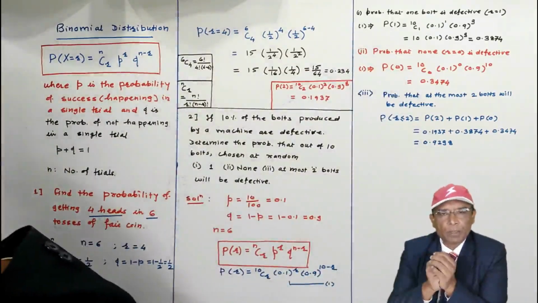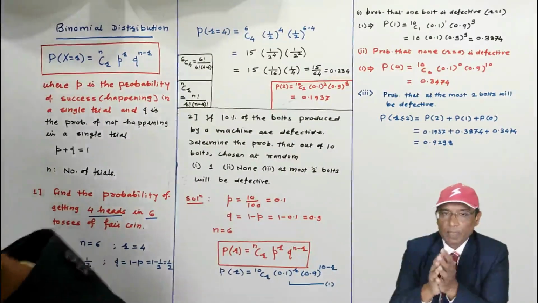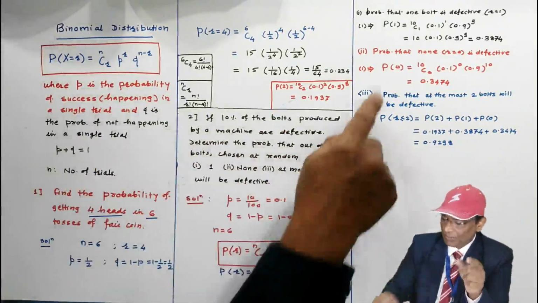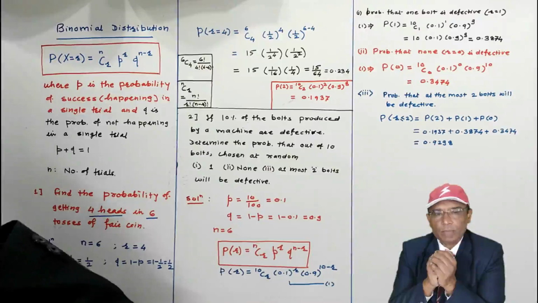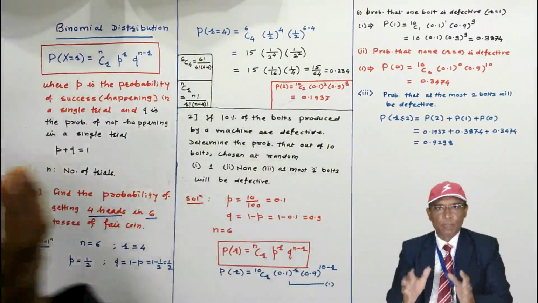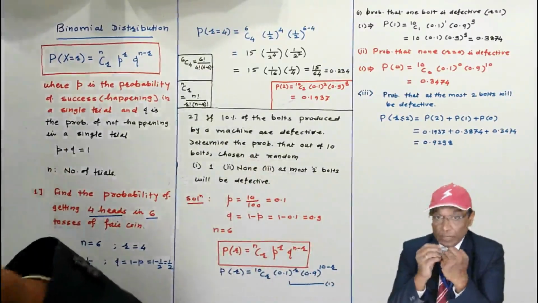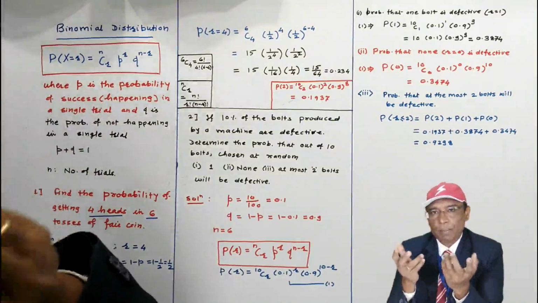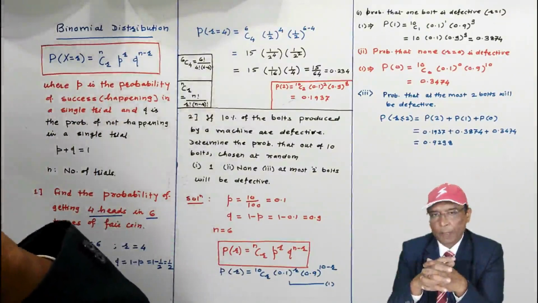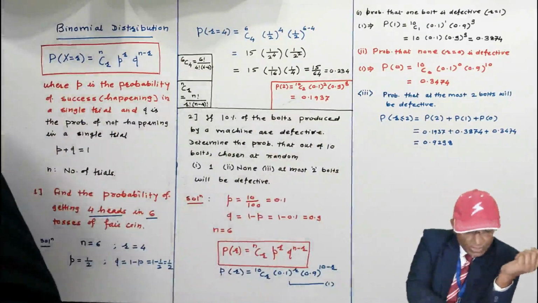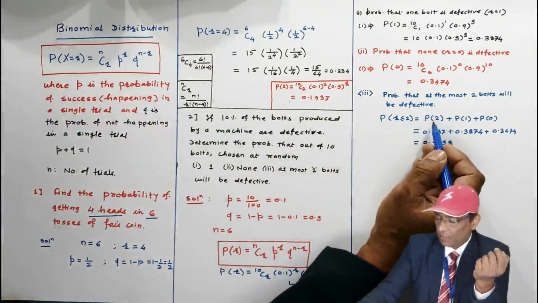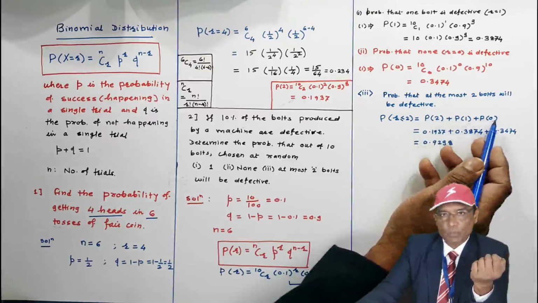Out of these 10 bolts I want the probability of getting 1 bolt defective, that we found. Second part of the question, find the probability that out of 10 bolts 0 bolts are defective, that we found. And the third sub-question is to find the probability that out of 10 bolts at the most 2 bolts are defective. At the most 2 means 2 bolts are defective, or 1 bolt is defective, or 0 bolts are defective. That's why I have written P of r less than or equal to 2, and in this way I resolved it as P of 2 plus P of 1 plus P of 0.